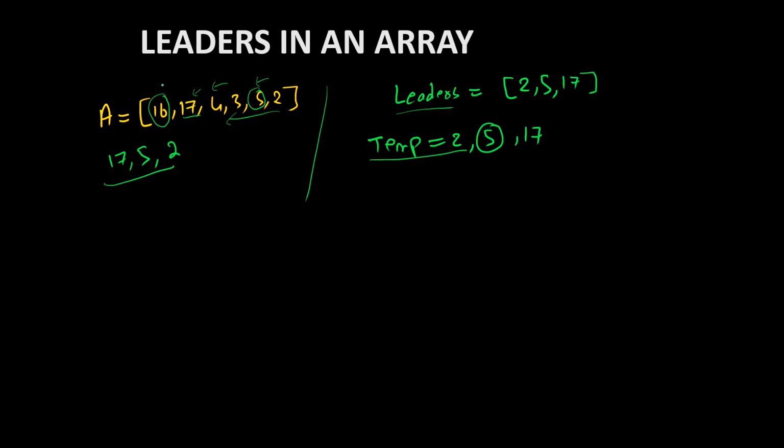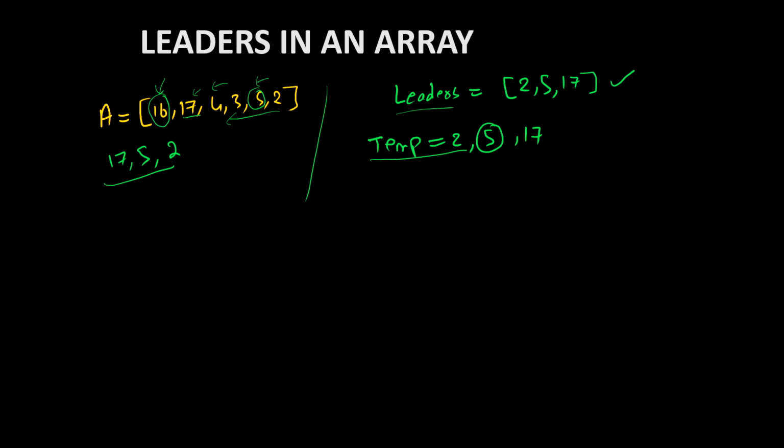Now we decrease our index and again check whether the current element is greater than the temporary leader. It is not. The condition is false, so we will not update the temporary value. Now we got our leaders. This is the easiest way to get the leader values.